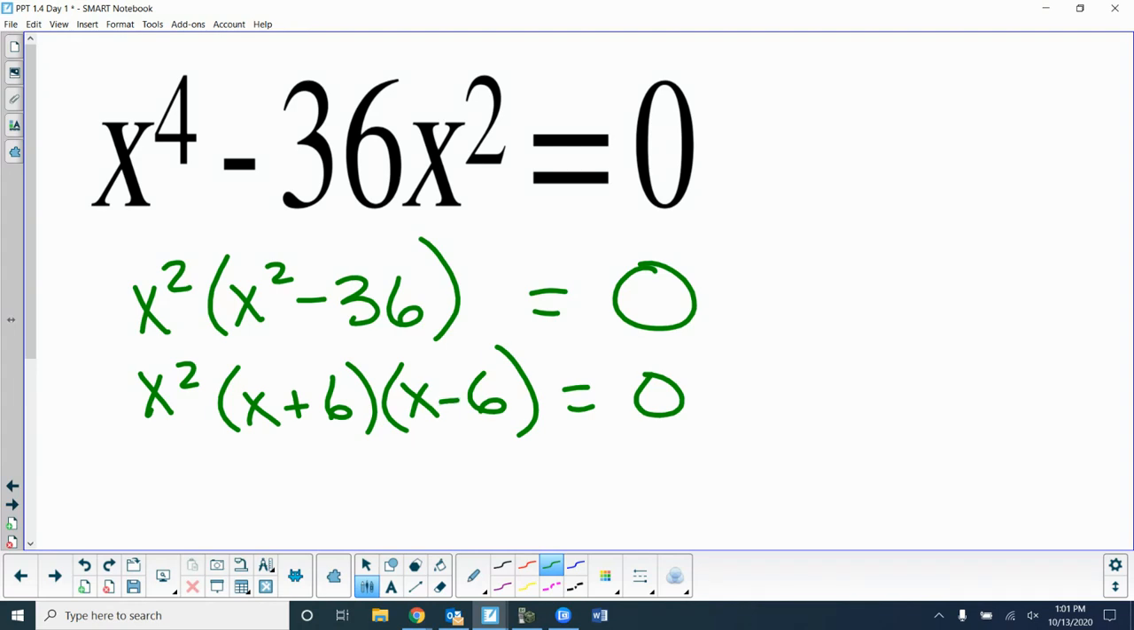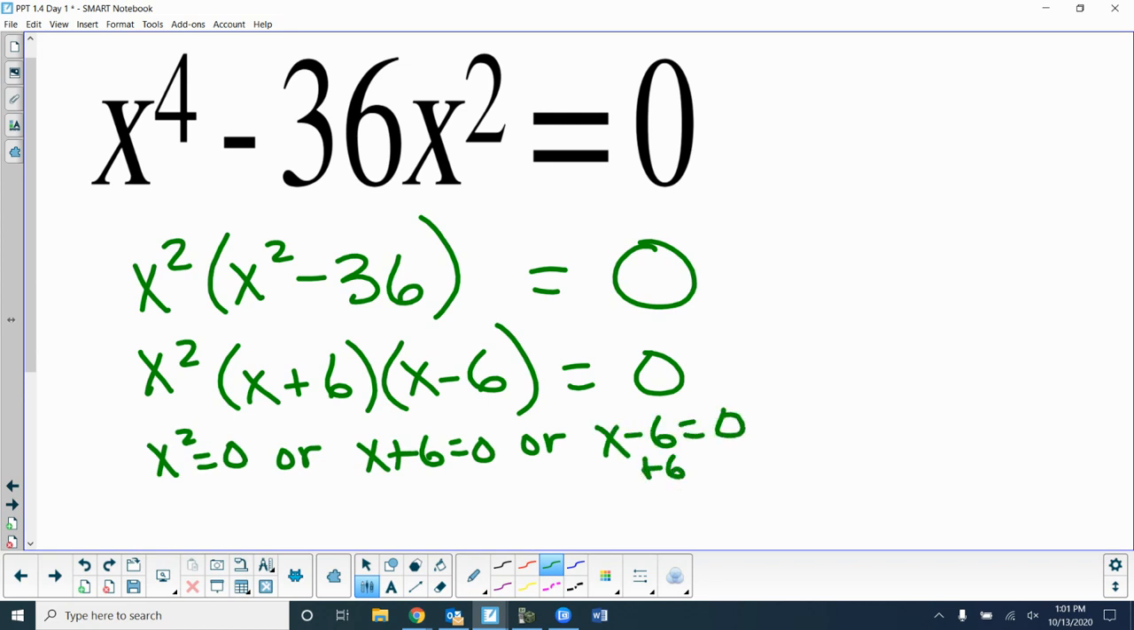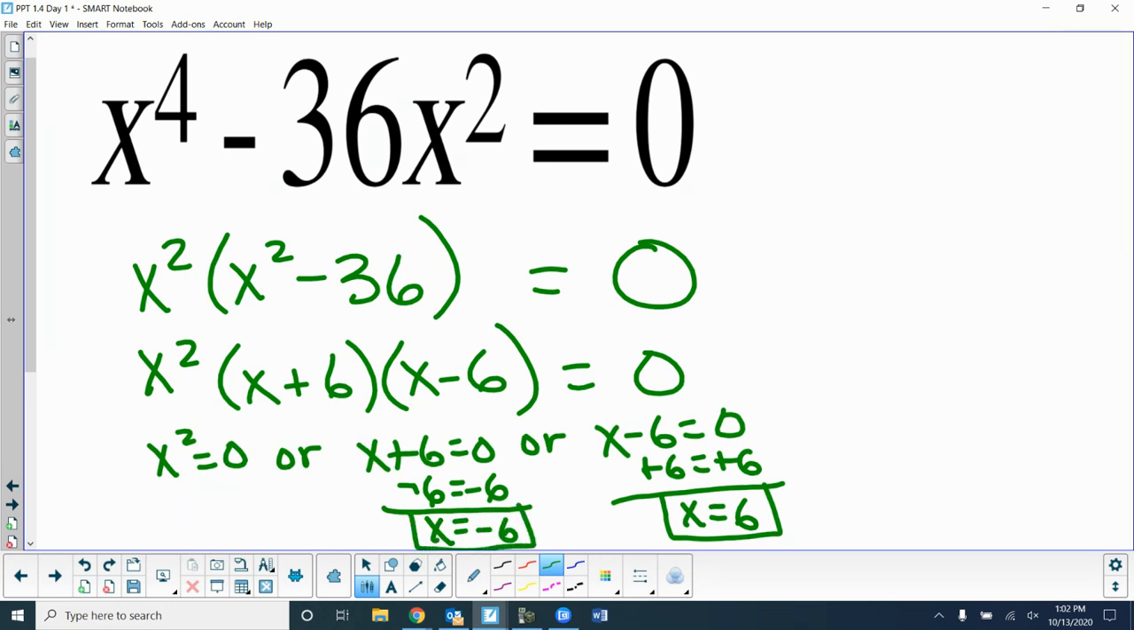Okay? So then we're going to set them all equal to 0. X squared equals 0. Or x plus 6 equals 0. Or x minus 6 equals 0. We're going to add 6. So one answer is 6. Subtract 6. We get negative 6. And what do I do at this time?